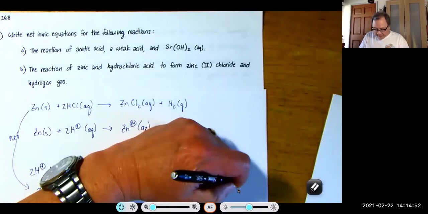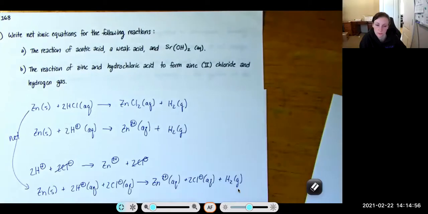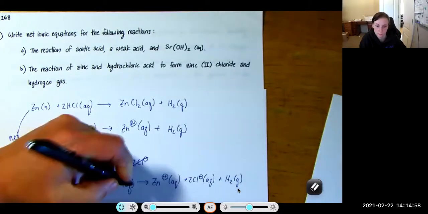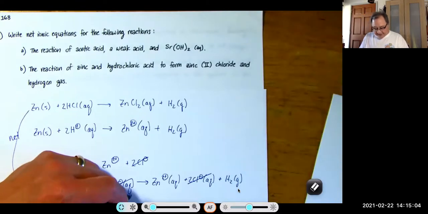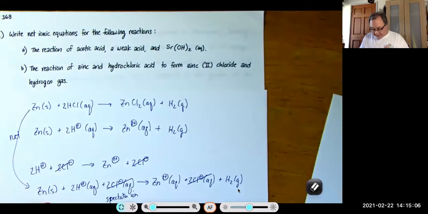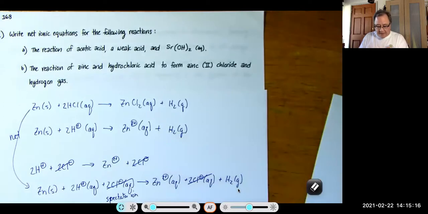So can you see what's identical on both sides? Yeah. All right. So they are the spectator ions. And you can see that the hydrogen, I should say protons, end up in it. The zinc ion ends up in it, and the hydrogen gas ends up in it. Okay? All righty.